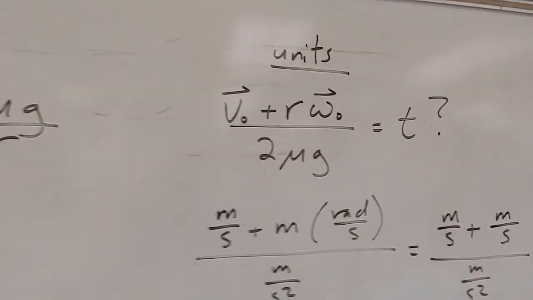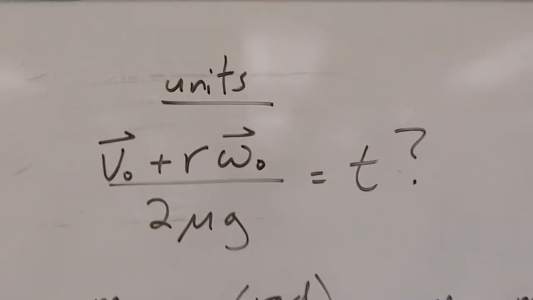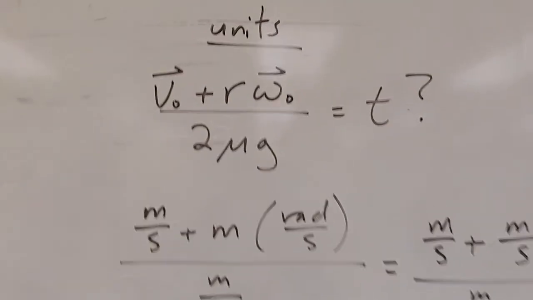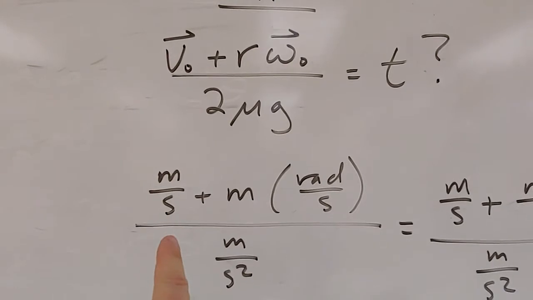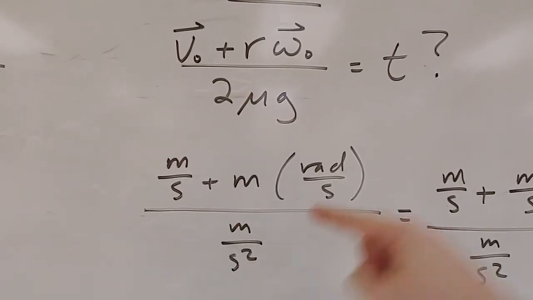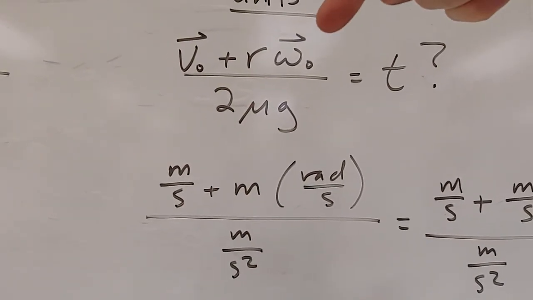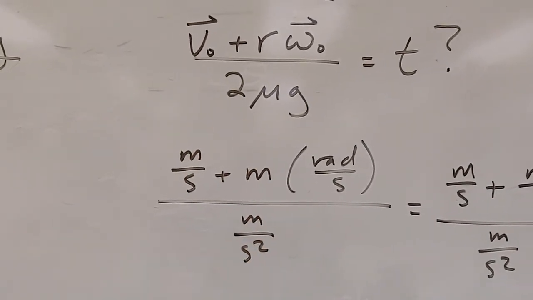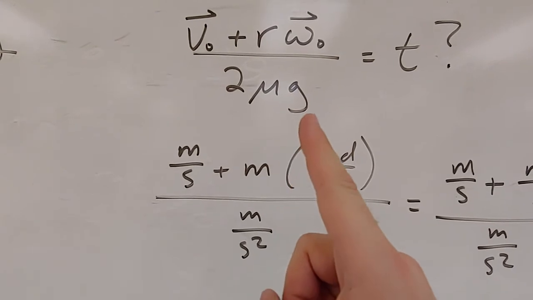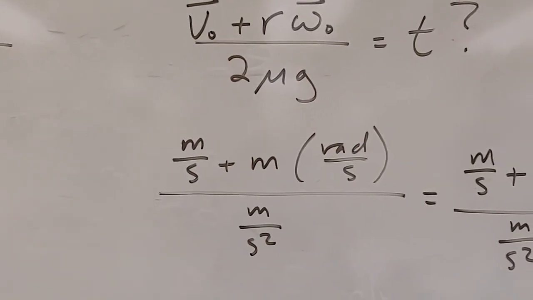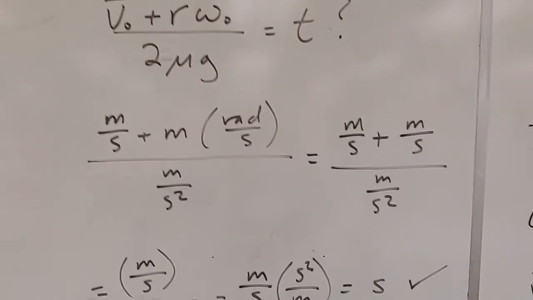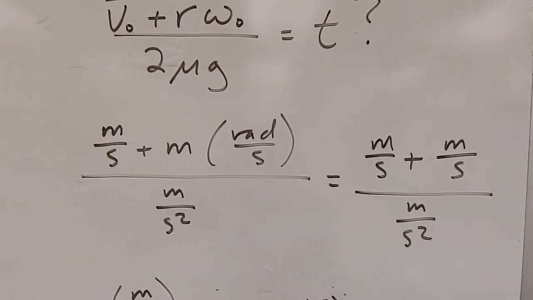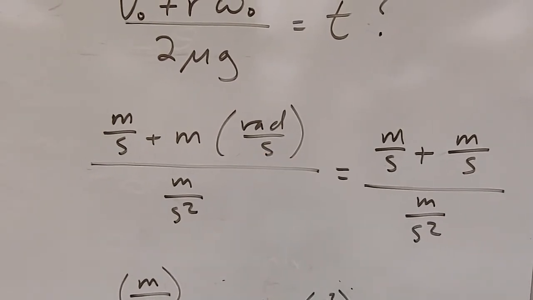And so we can check our units. We want to know, does this actually work? Does this equation on the left actually generate a time? So velocity is in meters per second, radius is in meters, angular velocity is in radians per second. 2 and mu both don't have units. Remember, coefficients of friction are just ratios, so only g has a unit, meters per second squared. Remember, radians are special because they're just a ratio. They don't work like normal units, and so we really only write radians when they're by themselves.